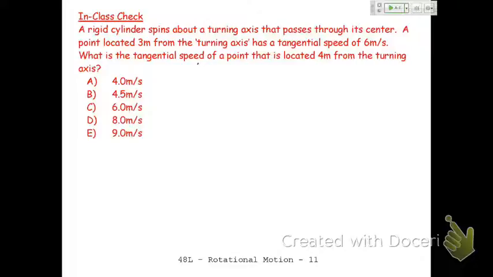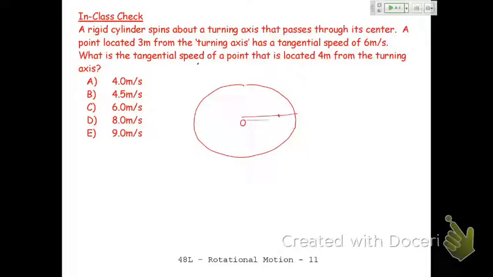So let's do this diagram. A rigid cylinder is basically like a wagon wheel or a compact disc. The outside and the inside are all stuck together, so you can't leave either one behind. And then we have a situation like this, and we say, okay, a rigid disc spins, passing through the center. So there's my axis of rotation. A point is located 3 meters away, so we're going to do 3 meters.